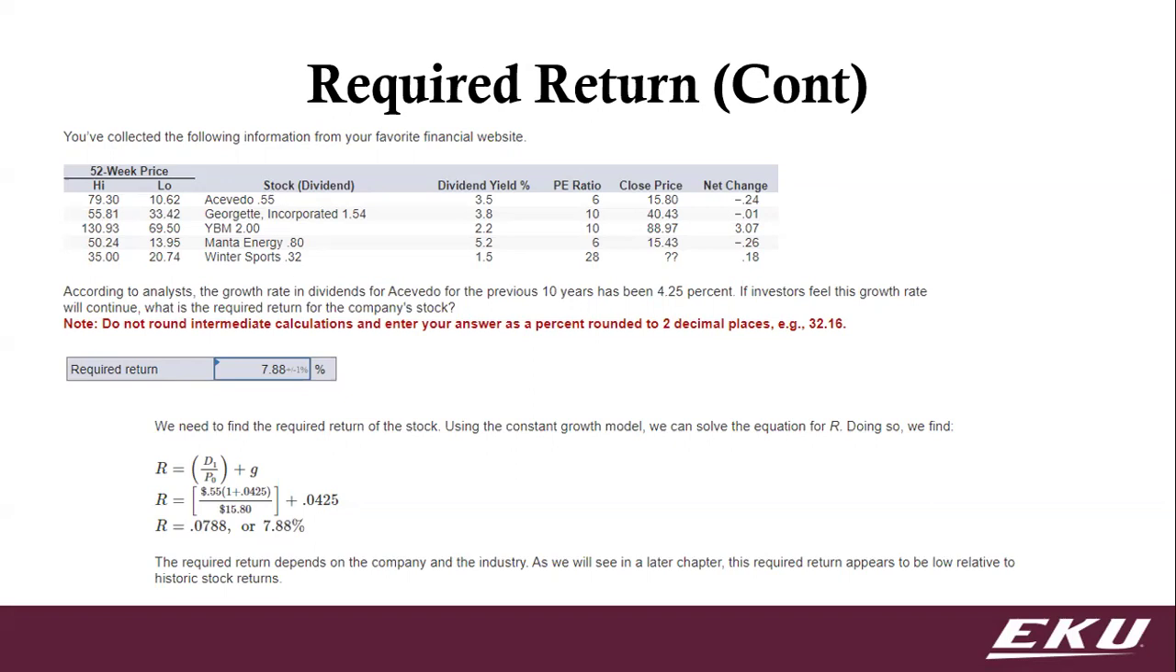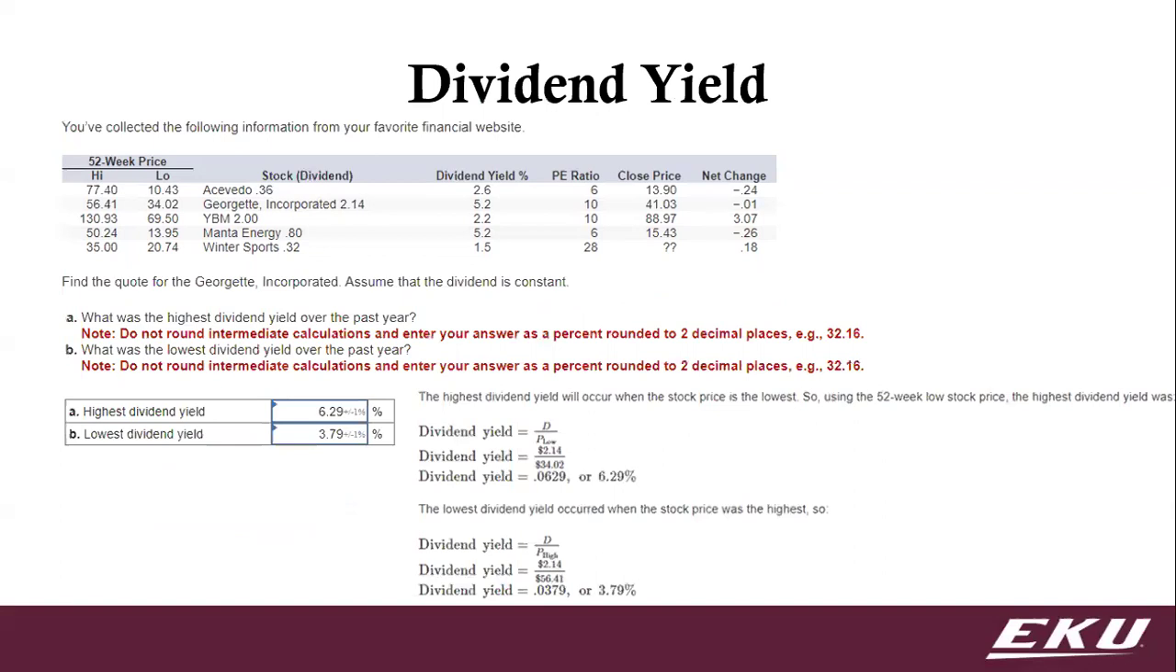They don't know what the next one will be, but we are confident that it's going to grow at 4.25%. So you just take the current one, multiply it by 1 plus that growth rate, and that'll give you the new dividend. You'll divide that by the current price, and the closing price on this day was $15.80. It's the next to the last column for CVDO. So you would just use that to calculate the ratio of the next year's dividend to the current price. You then add that same growth rate, and that gives you the required return.